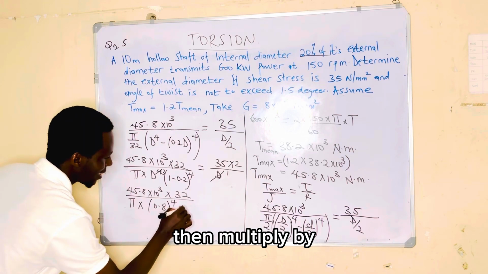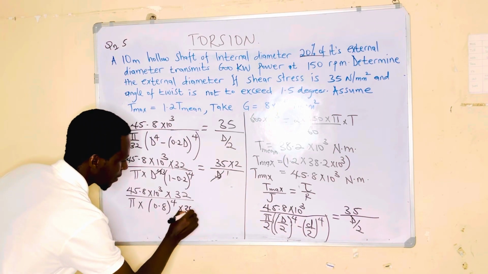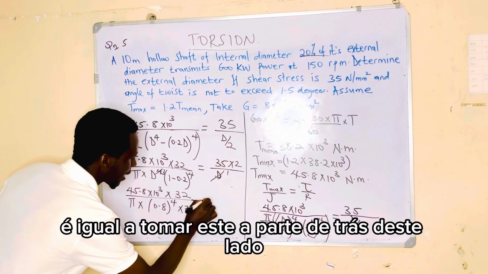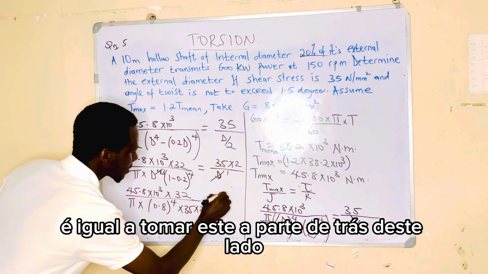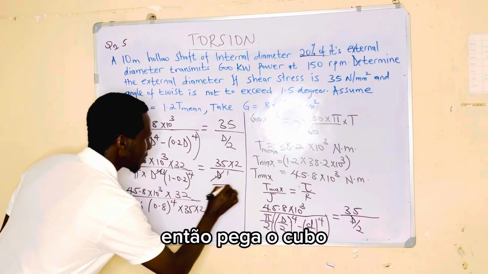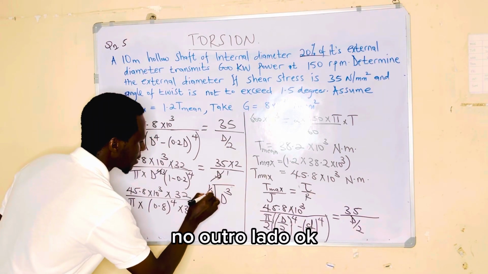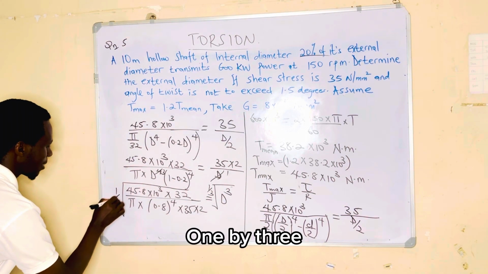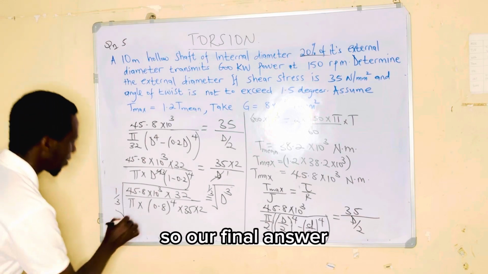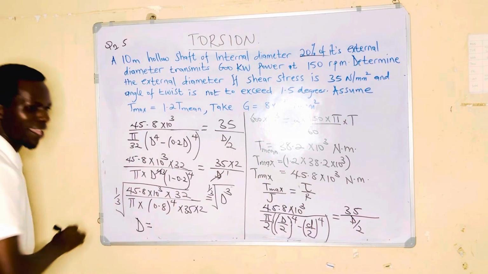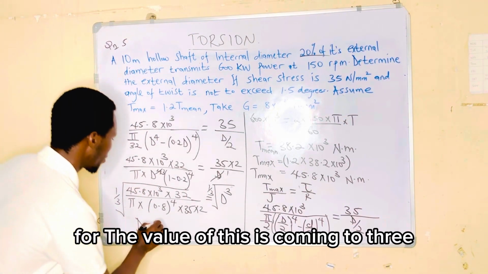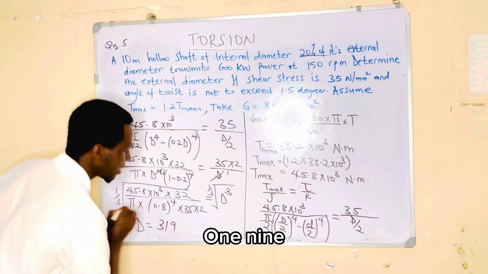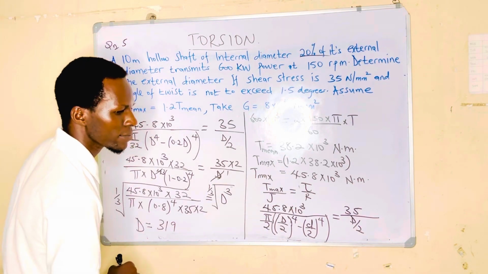Then multiply by this 35 times 2 is equals to, take this to the power 3 this side, then get cube root on this side. Okay, get this 1 by 3. So our final answer for the value of this is coming to 319 in millimeter.